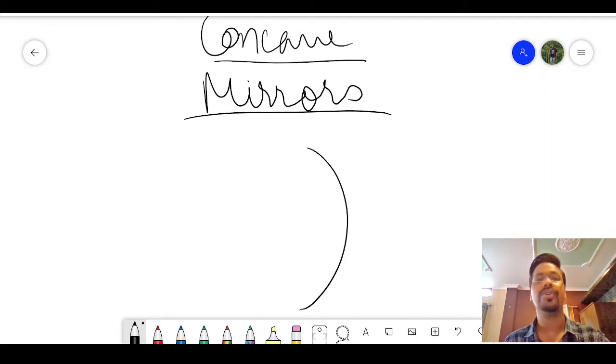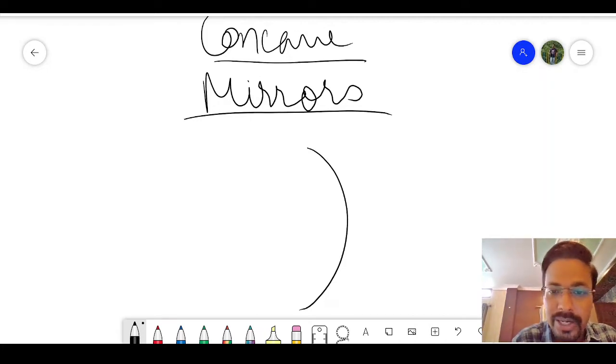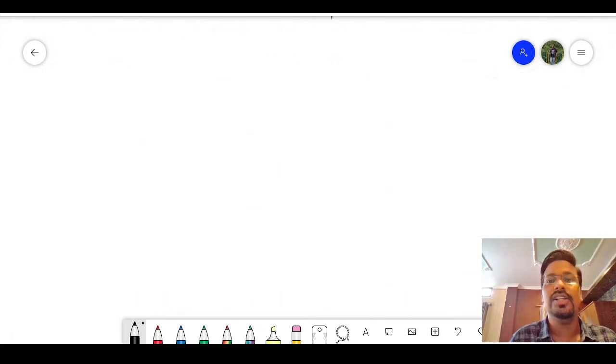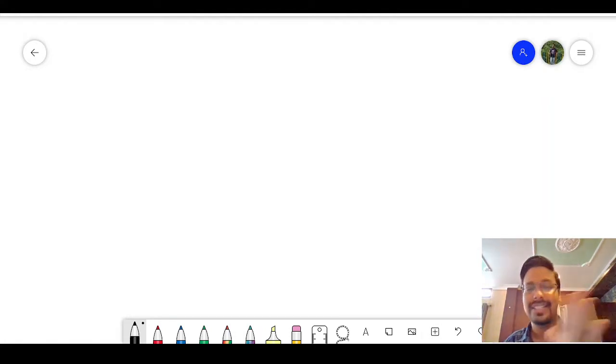So now we are going to deal with the concave mirror, where the side that bulges out will be the painted side. So how to draw diagrams for these types of mirrors? The diagrams are based on the position of the object. When the object is placed at a certain position, where does it form the image, what is the nature of the image, what is the size of the image, everything we are going to see.